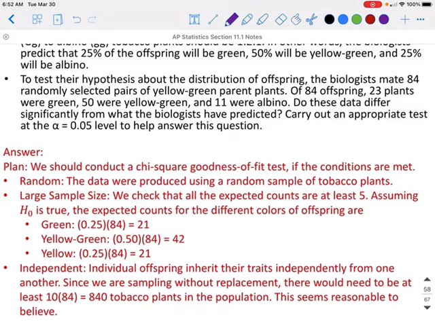Assuming that the null hypothesis is true, the expected counts for the different color of offspring are, since there were 84 samples, we predict that 25% of them will be green, which would be 21 green. We expect 50% of them to be yellow-green, or 42, and we expect 25% of them to be yellow, or 21 of those. Since all of those are at least 5, we have met the large sample size. Independent: individual offspring inherit their traits independently from one another. Since we are sampling without replacement, we have to check the 10% condition, and we can assume there are at least 840 tobacco plants in the population.